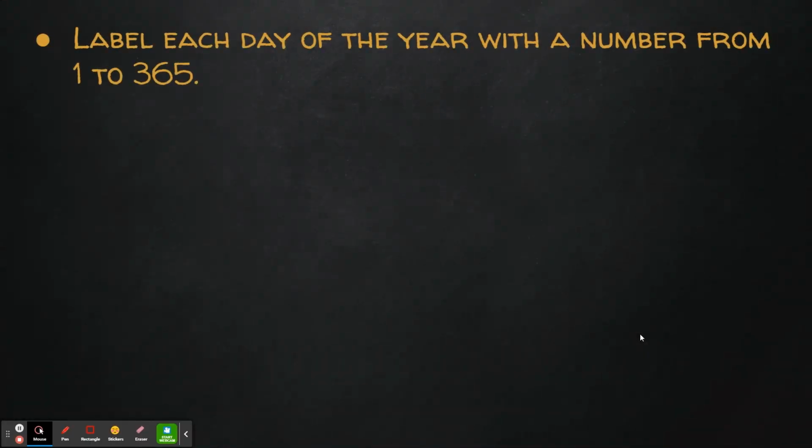Step 1 here would be to label each day of the year with a number from 1 to 365. It doesn't really matter the order that we number them, but it would make sense to do it in chronological order, with January 1st being day 1 and December 31st being day 365.